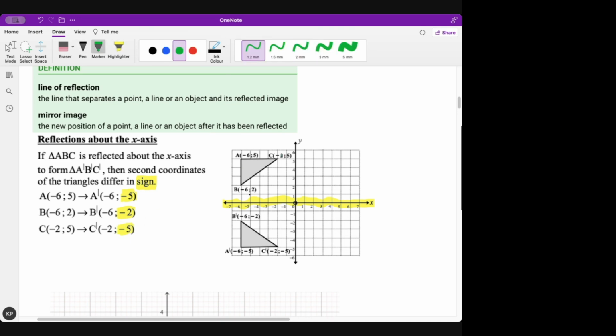Now, this is important, something that you guys need to be careful of. We do not make the coordinates negative. That's not what we're doing here. They change in sign. So had this triangle had negative coordinates in the beginning, then the new triangle would have positive coordinates for the y. All right, so be careful of saying you're changing the sign to a negative. I know it's easy to fall into that trap. We're not doing that. We're changing the sign.